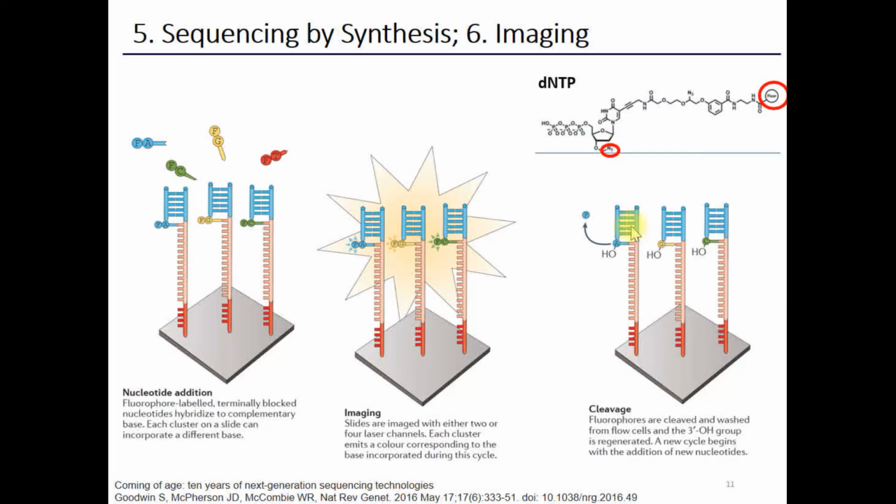And next, we go back to the nucleotide addition step, then the imaging step, then the cleavage step. This cycle is repeated hundreds of times, and you can read out the sequence of hundreds of bases. The number of cycles is roughly the same as the read length you will get.